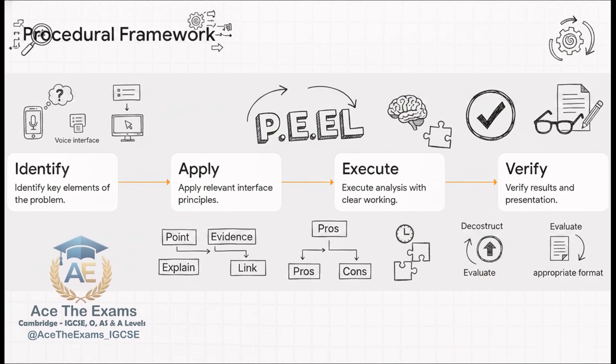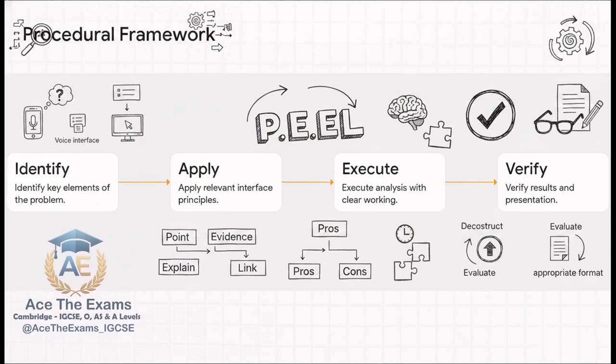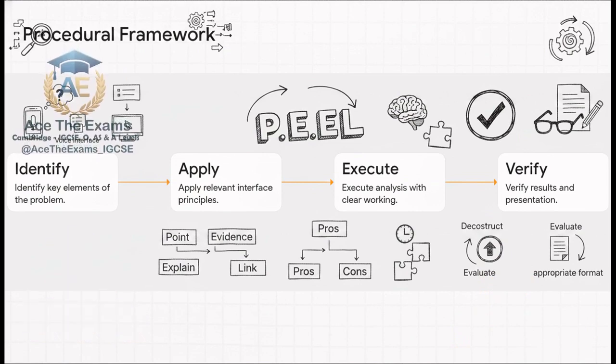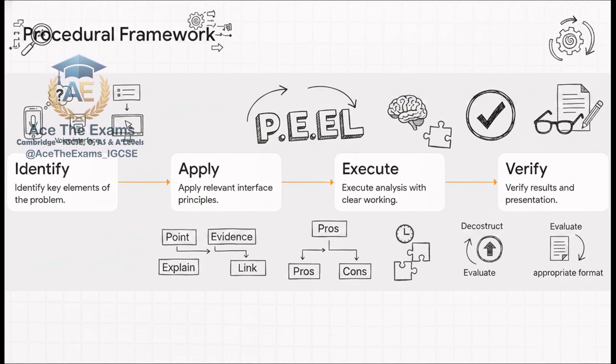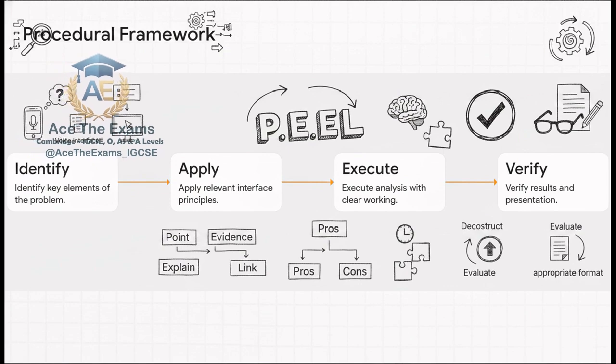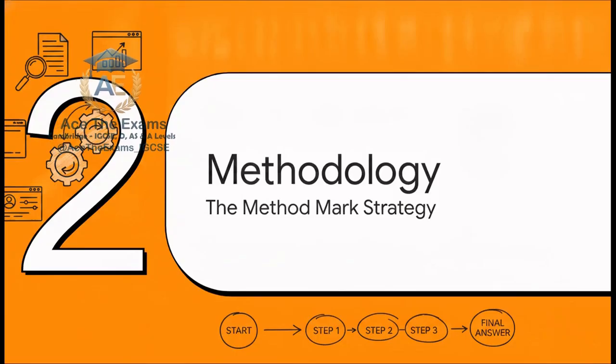Finally, step 4, verify your results. Take a breath and check for reasonableness. Did you actually answer the command word, or did you just describe things like Sam did earlier? This 4-step deconstruct, solve, evaluate cycle is literally your safety net. Moving on to Section 2.